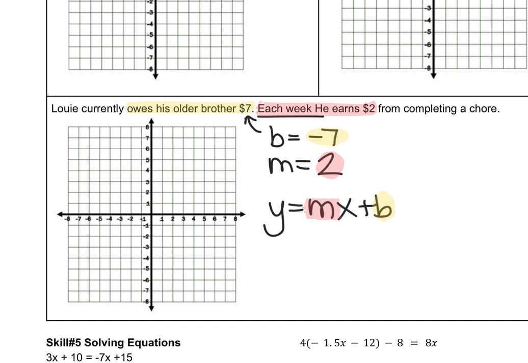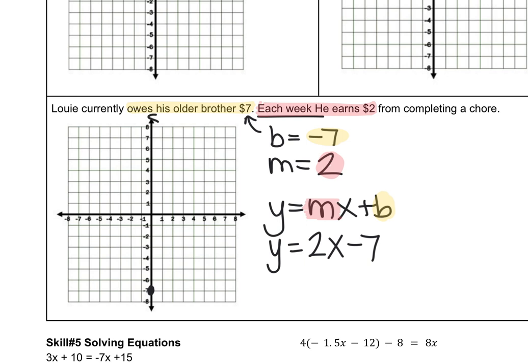So this would be y equals 2x, and because this is a -7, we can just put -7. You don't need to do plus -7. That's the same as -7. We just want one sign there. So 2x minus 7. So I'm going to start all the way down at -7 because I owe $7 right now. And then every 1 week, I get $2 more.